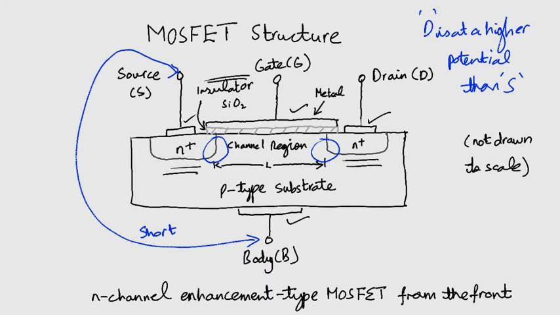Even if you apply a voltage between drain and source, no current will flow because the path between them here has a very high resistance. So what must we do to conduct?